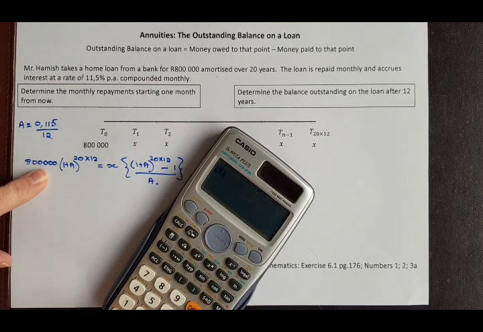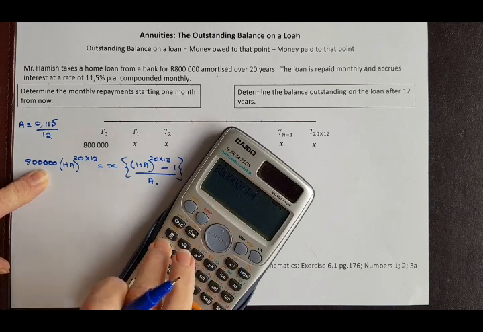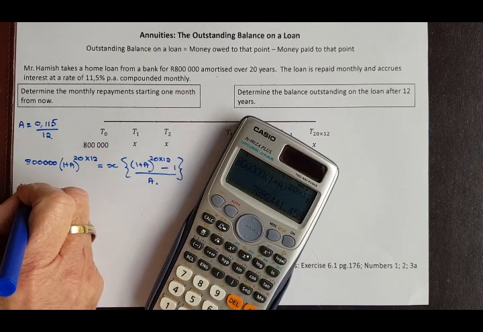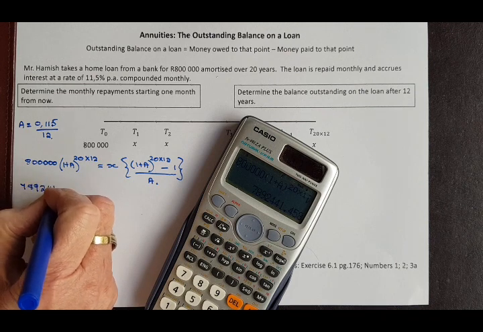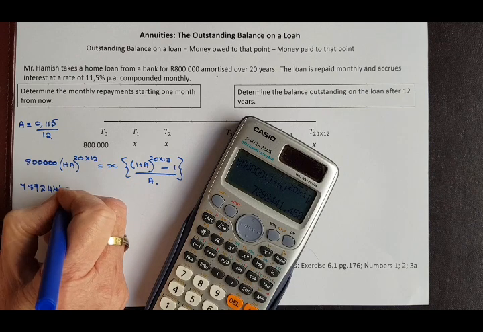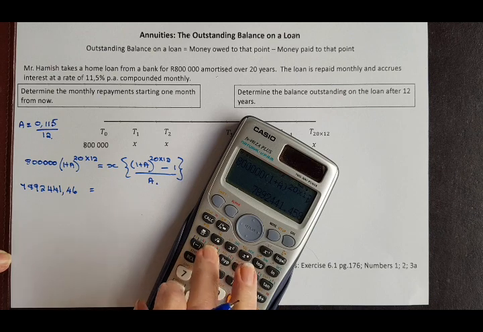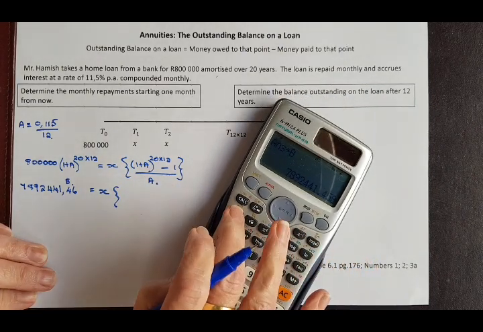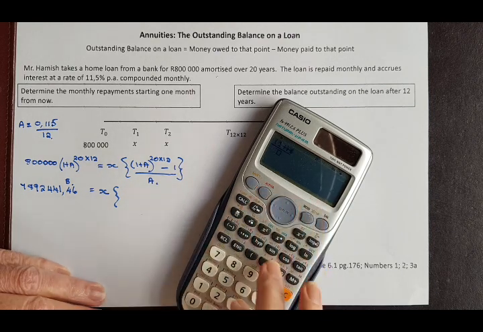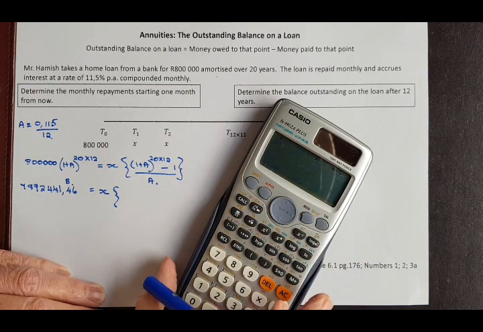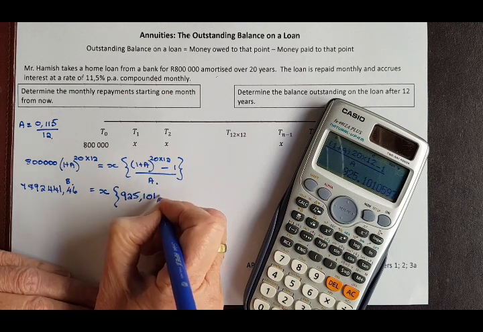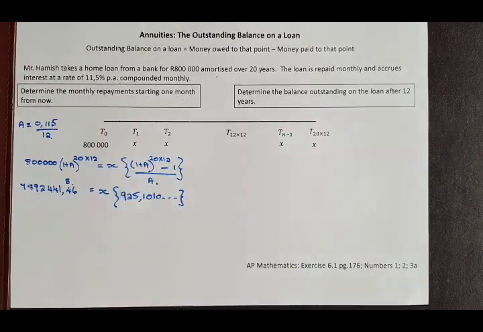All right, so 800,000 times, open bracket, 1 plus alpha A, close bracket, raised to the power of 20 times 12, and that value is 7892441.46, and I am going to store that in memory B. Over here I have 1 plus alpha A, close bracket, raised to the power of 20 times 12, subtract 1, all over alpha A, equals, and that value is 925,1010, etc. We do not round that off.